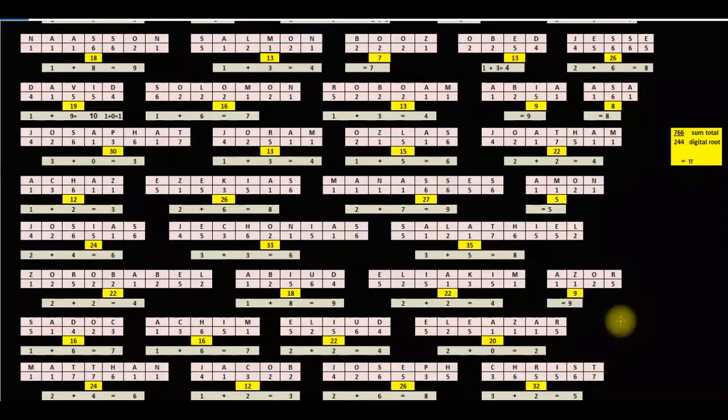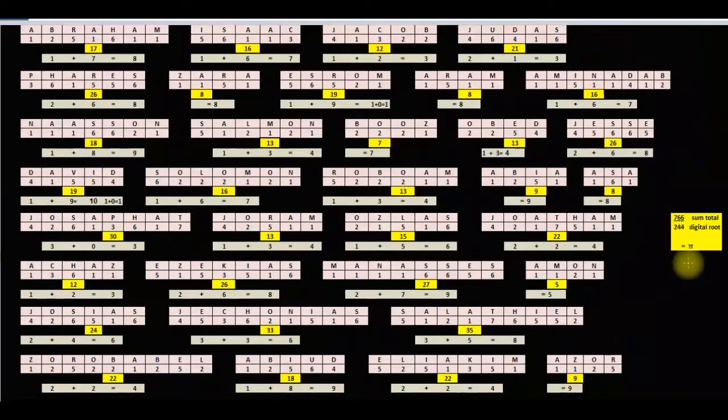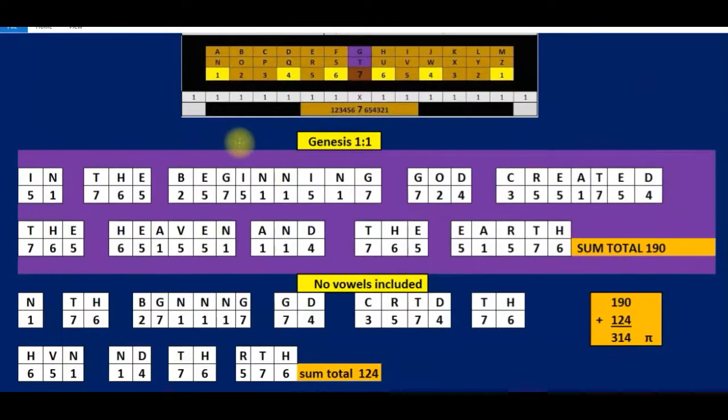In the 42 names, the 14 generations, 3 sets of 14 generations, 42 names, encoding pi in the genealogy from Abraham to Jesus Christ. Using the English cipher, Genesis 1:1, in the beginning God created the heaven and the earth. It's sum total 190. When you take the vowels out, which is a common practice, it totals 124. So when you add 190 and 124, it encodes pi, as we see here.